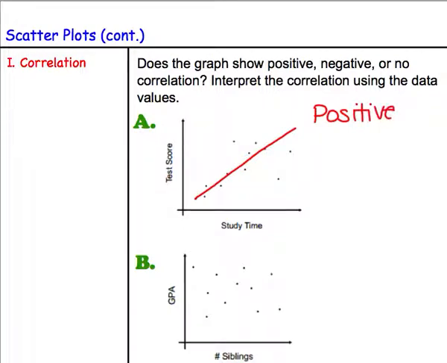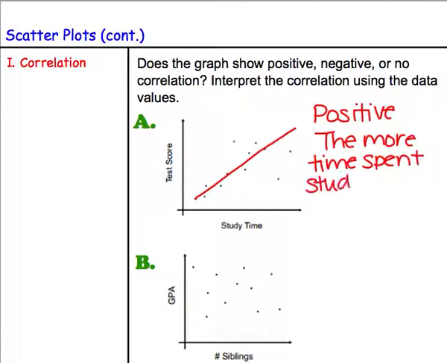That means, just like we just talked about interpreting, the more time spent studying, the higher the test score.